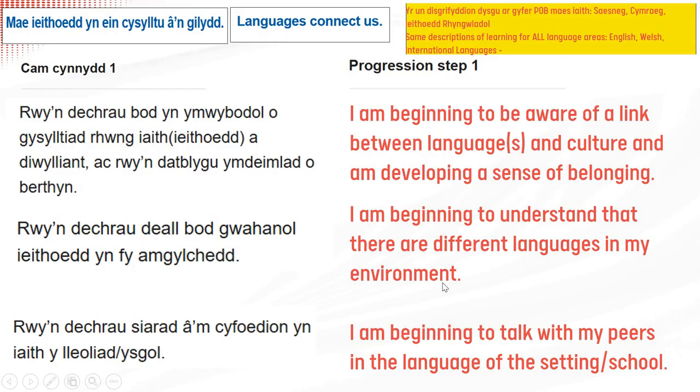Very much looking at beginning to be aware of how language links to your culture, to who they are, beginning to understand that there are different languages, even if they don't necessarily understand, if they hear a Welsh word or a French word, which language they belong to, but having an understanding there are, and then talk with their peers in the language of their setting or school. So that's English or Welsh. So there isn't a lot of emphasis here for international languages, but ideally, looking at these two in particular, they will have heard other languages being spoken, and we'll look at how we can do that in some specifics shortly.